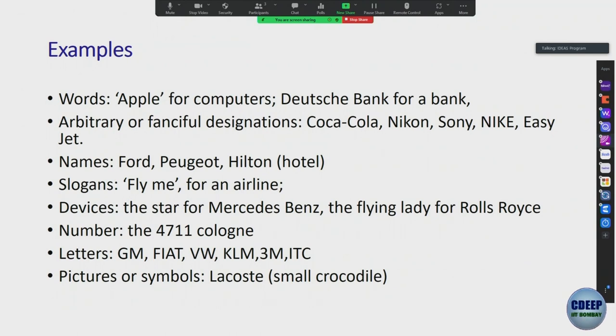Pictures are symbols. Lacoste, the small crocodile, for apparel or footwear. All these are examples of those trademarks.